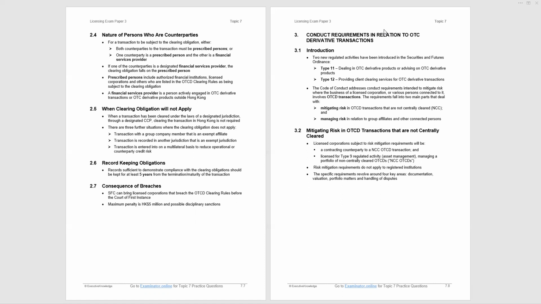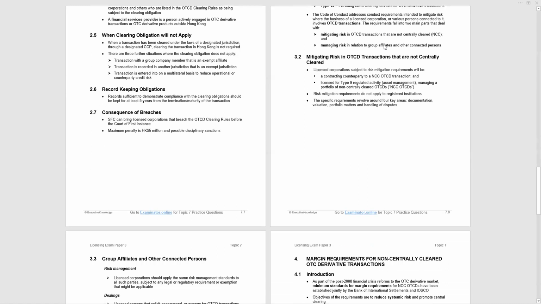And that's it. So we're told that, yeah, conduct requirements are such now that you've got to mitigate risk where you're involved in an OTC transaction for derivatives that's not centrally cleared, and the requirements revolve around documentation, valuation, portfolio matters, and handling of disputes. So there's not much to examine on that page except the 4 key areas, because there are 4. Classic question would be they give you 3 and they put in one that's incorrect and ask you which one's incorrect. That's the only way I could see them addressing those points.